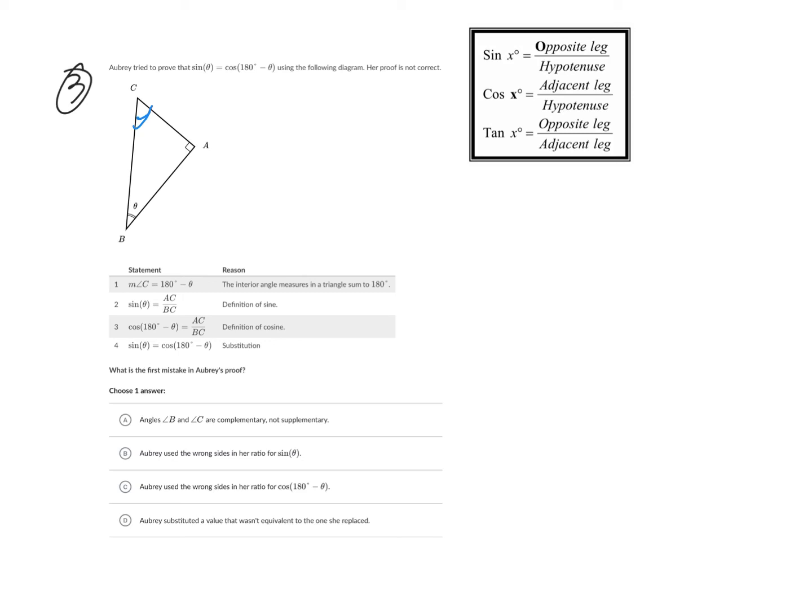It should not be 180 degrees minus theta, it should be 90 degrees minus theta, because all triangles add up to 180 degrees and angle A is 90. So that leaves angle C to be 90 minus theta to make up the other 180. Which means that angles B and C are complementary, not supplementary. Complementary means add up to 90. Supplementary means add up to 180. So our answer is A. And I don't really have to look any further in the proof.